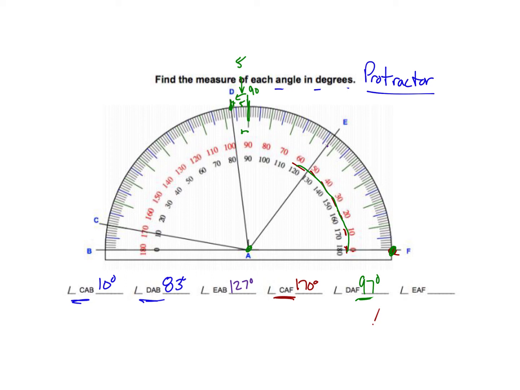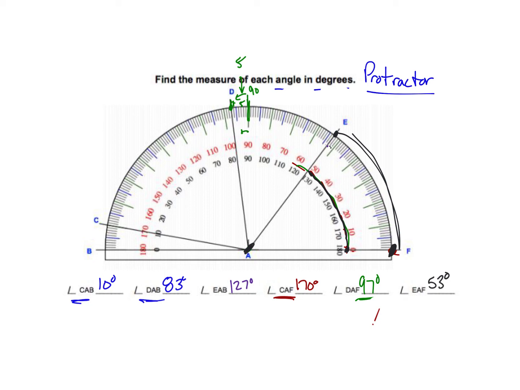All right, then last but not least, EAF. This angle right here, how big is that angle? Once again, I'm going to start at the red: 0, 10, 20, 30, 40, 50, then 1, 2, 3. That's going to be 53 degrees. That's going to be my angle right there.